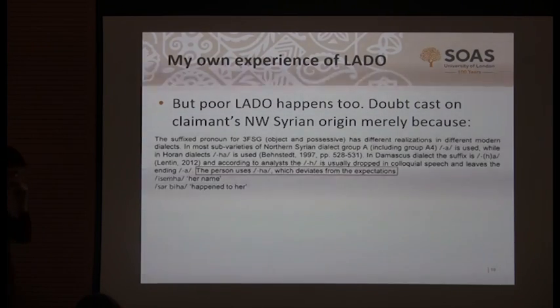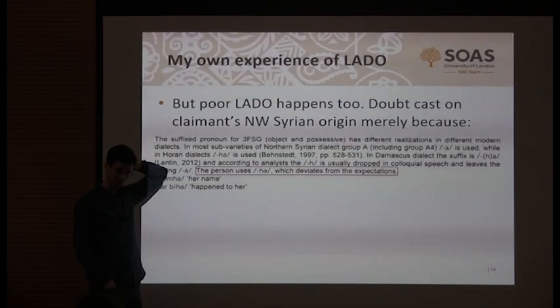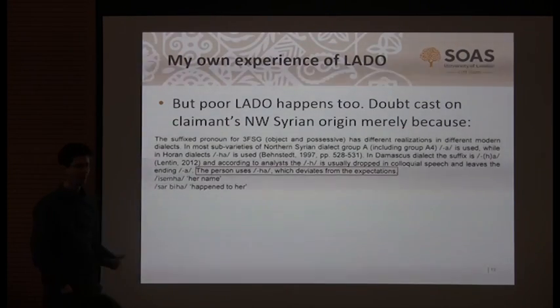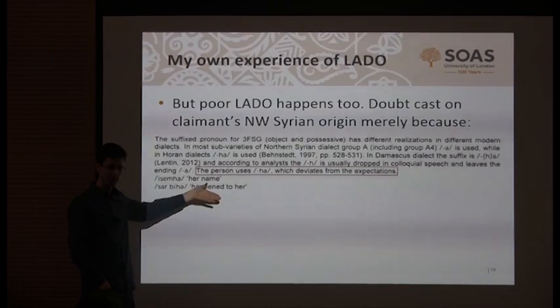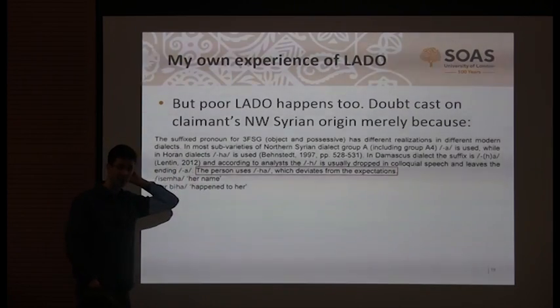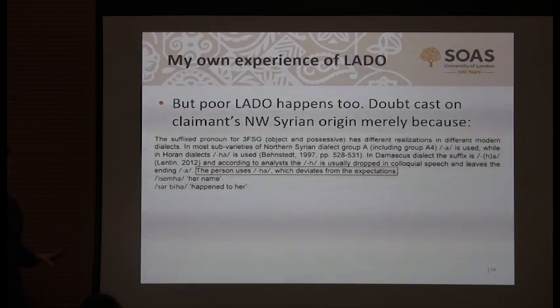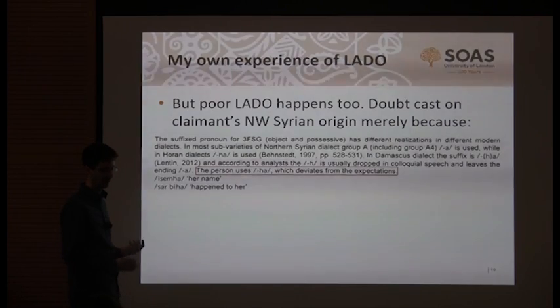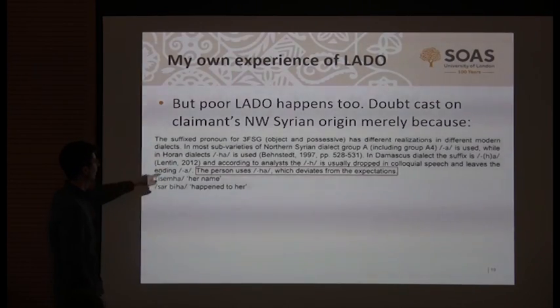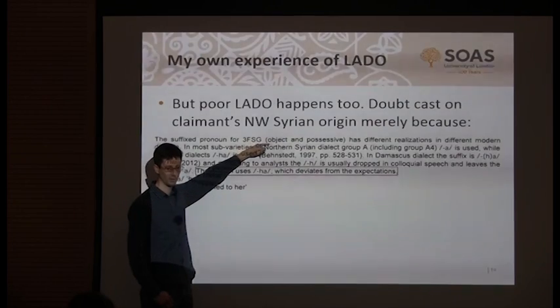This was from a case which I did take on. Okay, so the person said they were from the northwest Syrian countryside, like a village 30, 40 kilometers from Aleppo. And Verified did LADO on them and said, in this case, they didn't actually say they're from Egypt or anywhere. They just said, the evidence suggests this person is not from Syria. And what was the evidence they pointed to? Virtually nothing. This was one piece of evidence. So it's about the form of the suffix pronoun for third person feminine singular object and possessive. Okay, so basically her, the word for her.